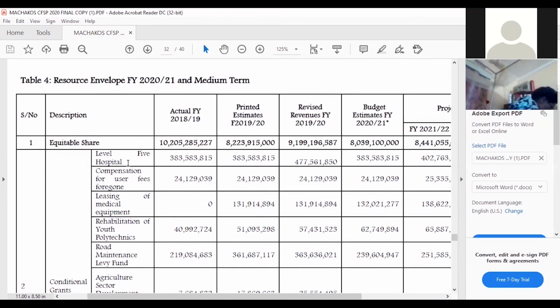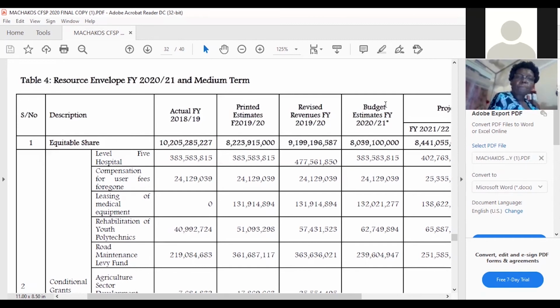So level 5 hospital, for the financial year 2018-2019, they were to receive 383 million. And then the printed estimates for the financial year 2019 were, okay, let's start here. Like the equitable share, 2018-2019, 10 billion. But for the financial year 2019-2020, 8.2 billion. And then revised to 9.1 billion.